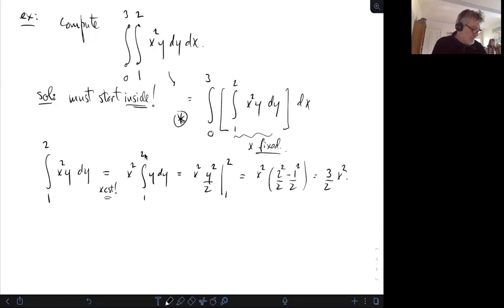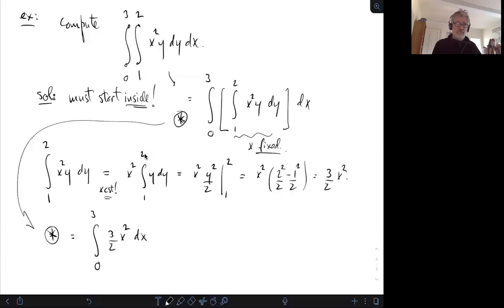So now, what is this thing? I've computed the inside function, it's 3/2 x squared. So this is the integral, 0 to 3 of 3/2 x squared dx. And again, a simple integral. This is 3/2 times x cubed over 3 between 0 and 3. I'm not mentioning it, but I'm using the fundamental theorem, obviously.